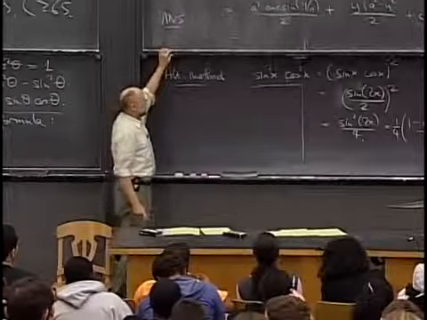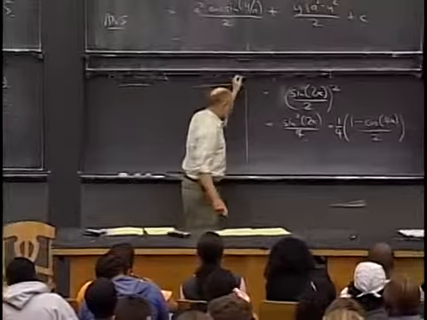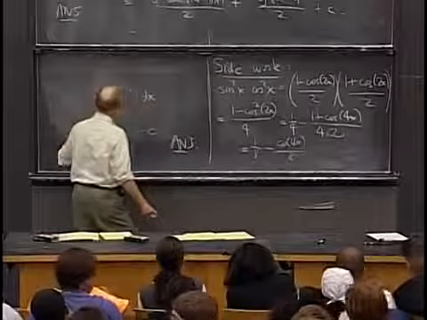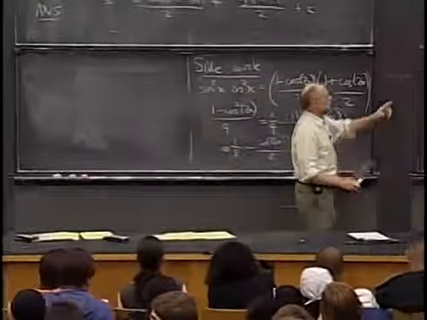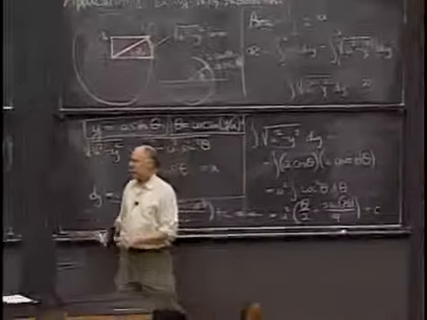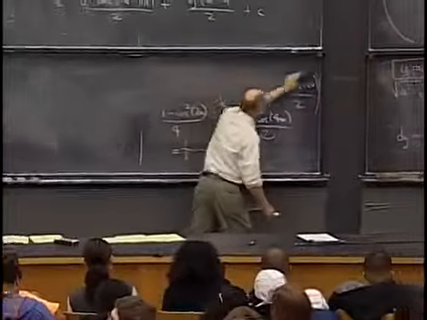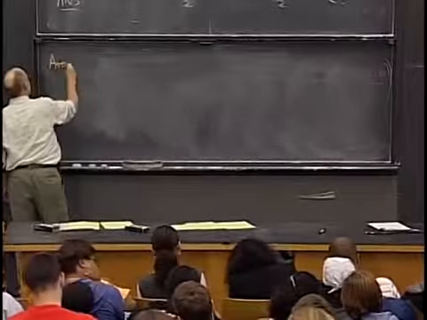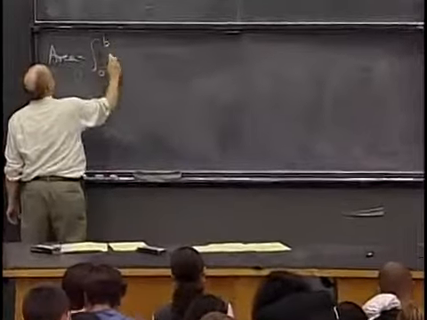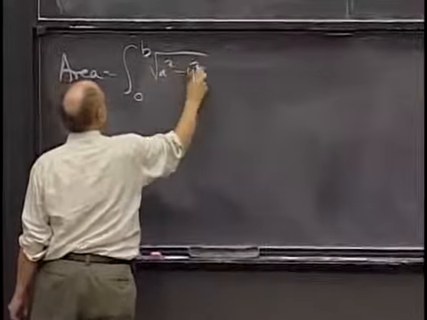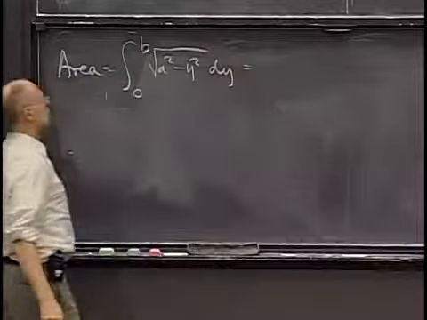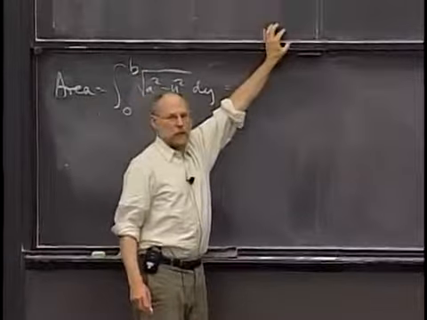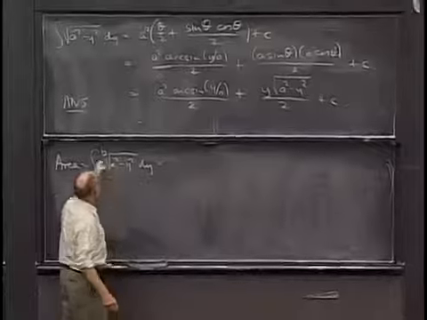I'm still not quite done with the original problem that I had, because the original problem asked for a definite integral. So let's just go back and finish that as well. So the area was the integral from 0 to b of this square root. So I just want to evaluate the right-hand side here, the answer that we came up with, this indefinite integral. I want to evaluate it at 0 and at b.